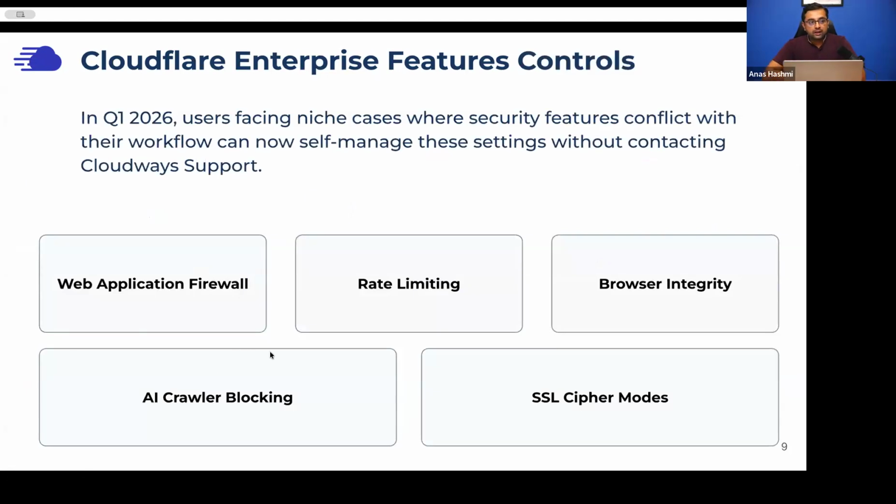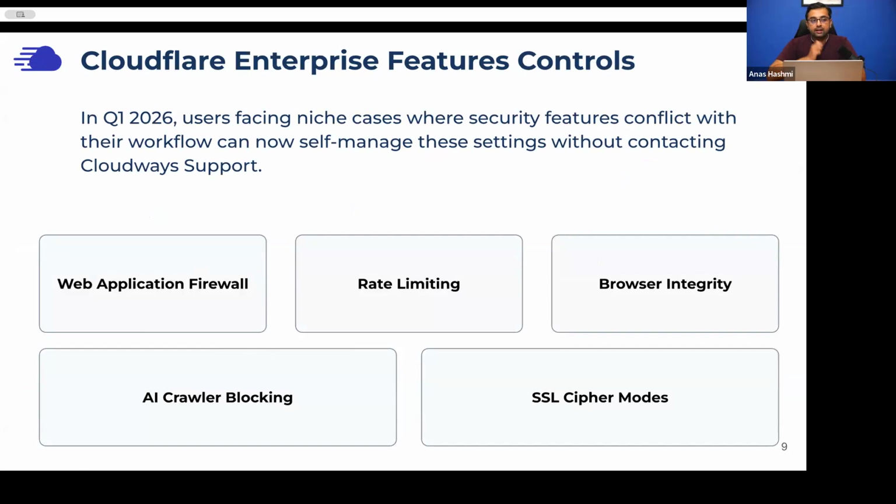Now, in Q1 2026, we did a lot of surveys with our customers, and we asked what other controls they need. We already had some feature controls, like enabling or disabling of caching, edge page caching, and Scrape Shield on our platform.